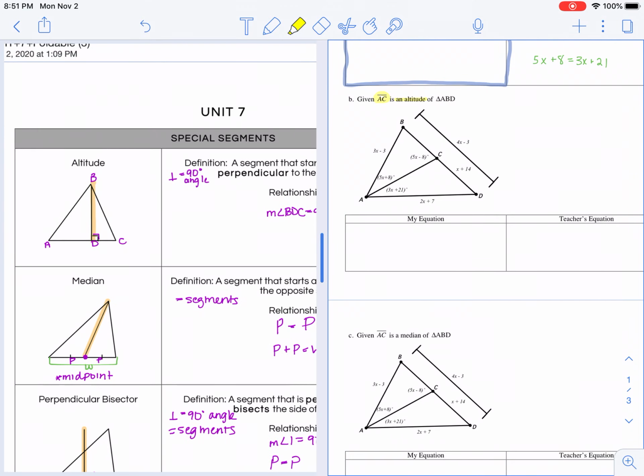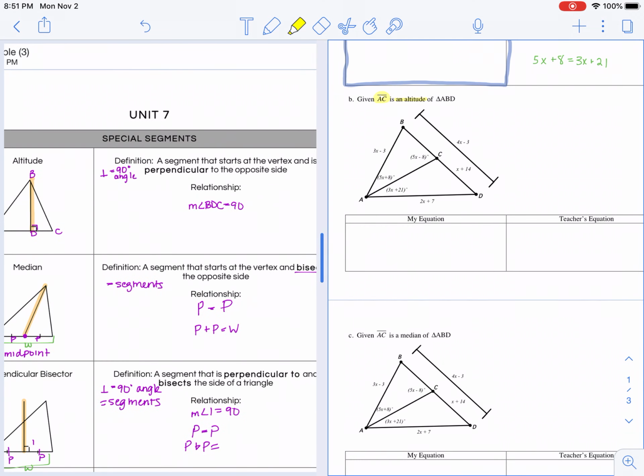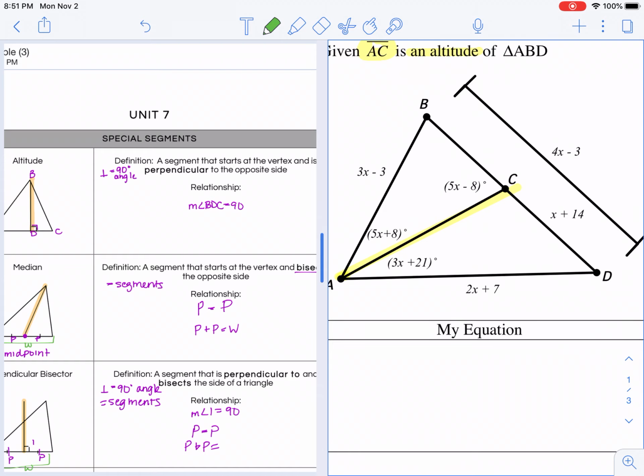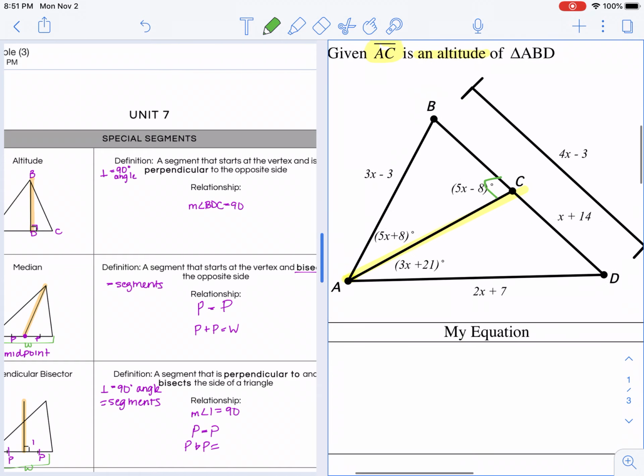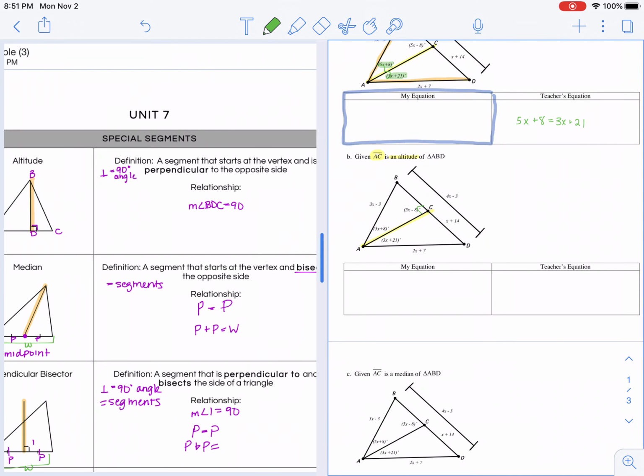So an altitude, when we look at it, it's a segment that starts at the vertex and is perpendicular to the opposite side. And you have to get that 90-degree angle in there. So here A is our vertex and it's perpendicular to the opposite side. So on that side length, I have to put in my 90-degree angle marking. I know you guys are going to say, but that doesn't look perpendicular. I understand that. I know that it doesn't look perpendicular, but I'm telling you it's an altitude, which means that it is perpendicular, and you put in your 90-degree angle.